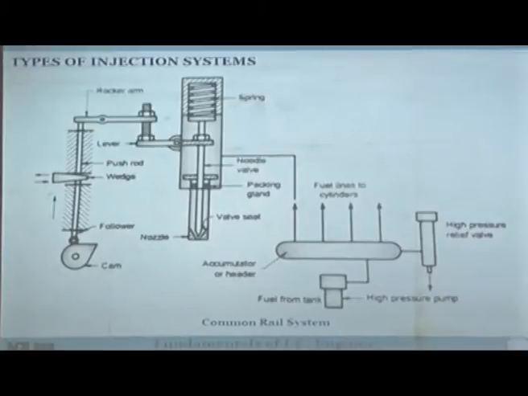the tank, and from here all cylinders are connected. Suppose it's a 4 cylinder, so 4 lines will go from this accumulator. One of these lines, for example, is going to this one injector, okay, and there is a valve seat here. This is the needle, valve needle. It has to lift up in order to inject the fuel.